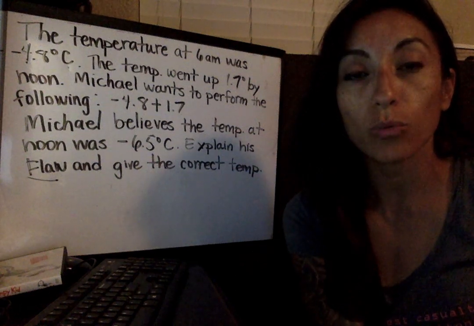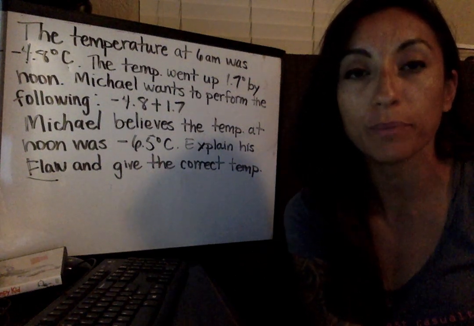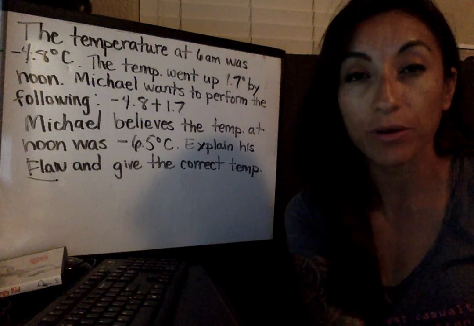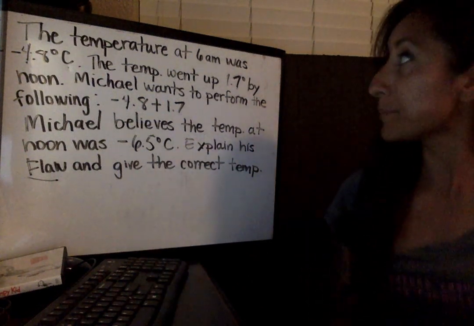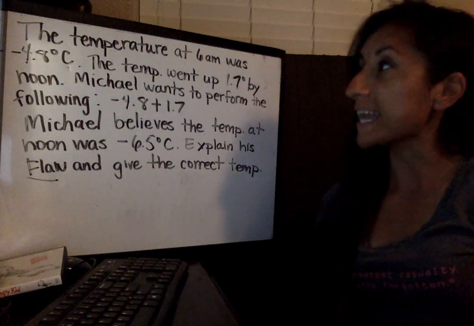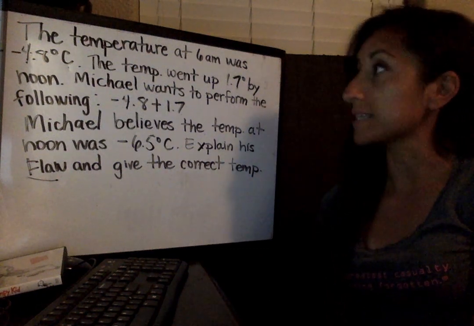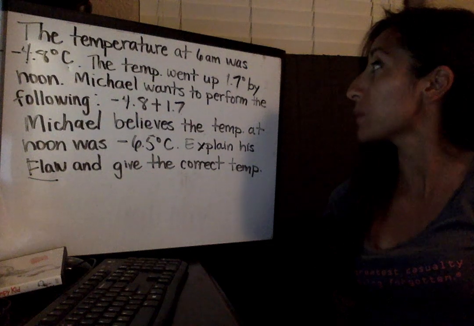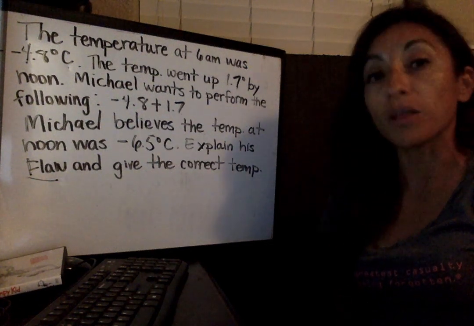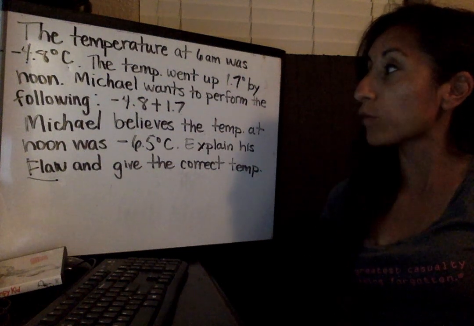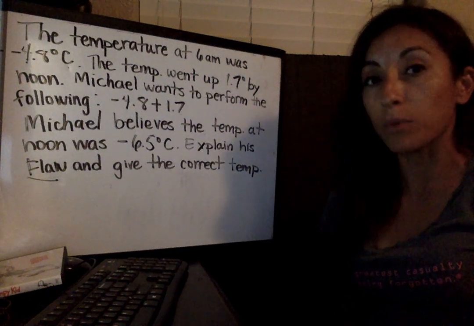Hi guys, so we're going to review finding the error or the flaw in a problem. Here's an example. The temperature at 6 a.m. was negative 4.8 degrees Celsius. The temperature went up by 1.7 degrees by noon. Michael wants to perform the following operation: negative 4.8 plus 1.7.